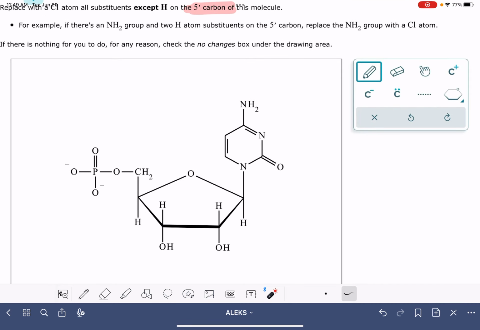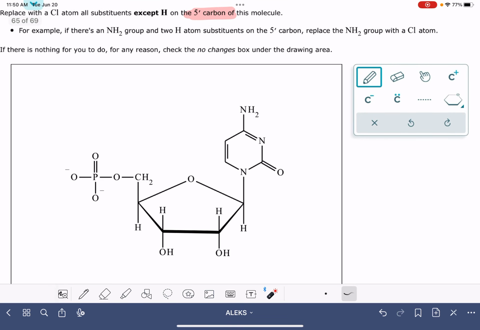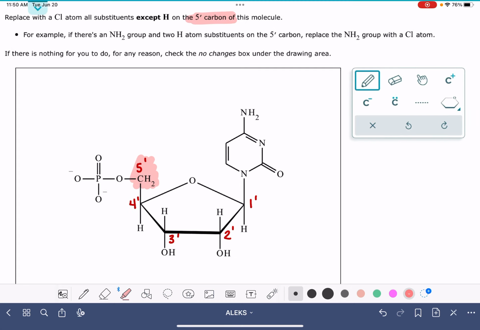So in order to solve this problem, you need to know how to correctly number the carbons in the nucleotide. The carbon numbering is pertaining to the sugar portion of the nucleotide. The numbering starts on the very right-hand corner, the anomeric carbon, and it proceeds clockwise, 1, 2, 3, 4, 5, like that. And so since this problem is asking me about the 5' carbon, that's the only carbon atom that I'm going to be focusing on, just this guy right here. And now I know which carbon to look at.